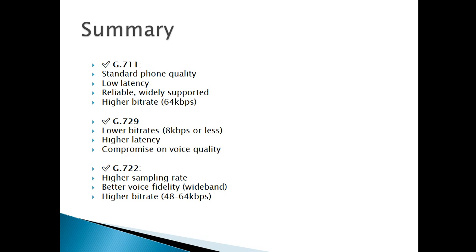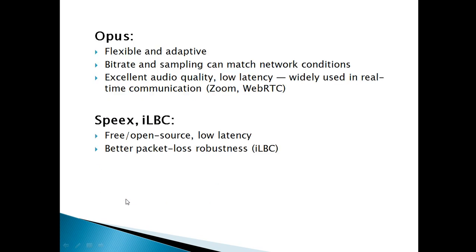So this is your requirement: whether you have sufficient bandwidth in your environment. In that case, you can set up G711. If there's a constraint on your bandwidth, then you can use G729 or G722, right? Like G722, it has a higher sampling rate, better voice quality, and a high bit rate, right?